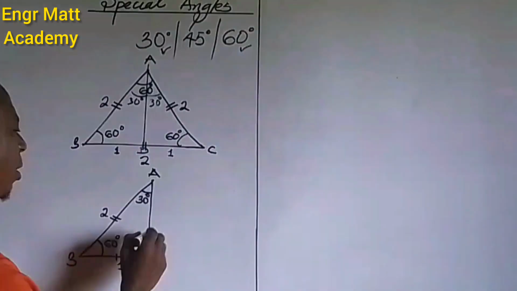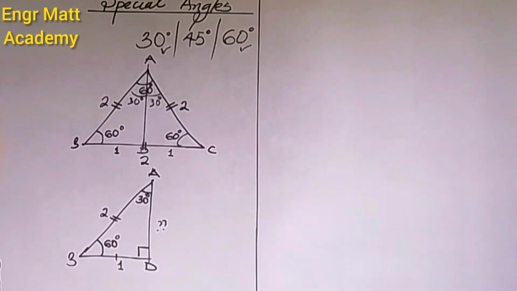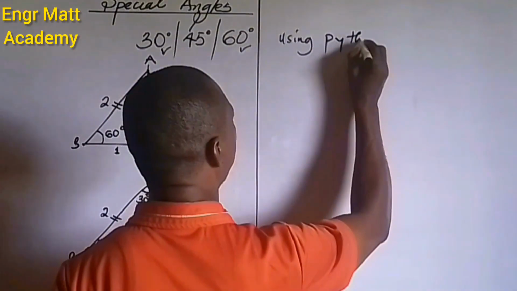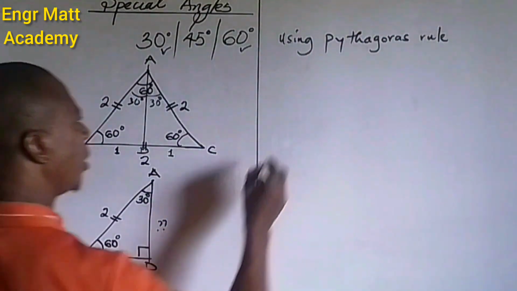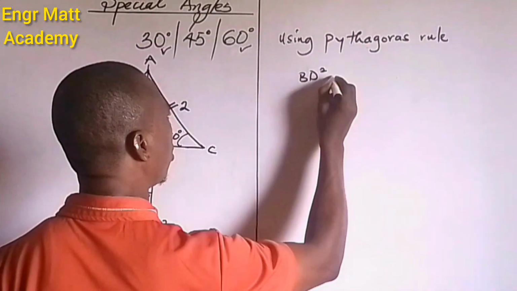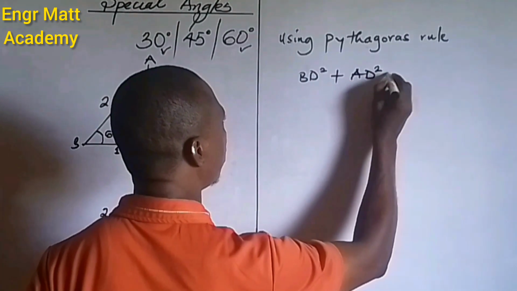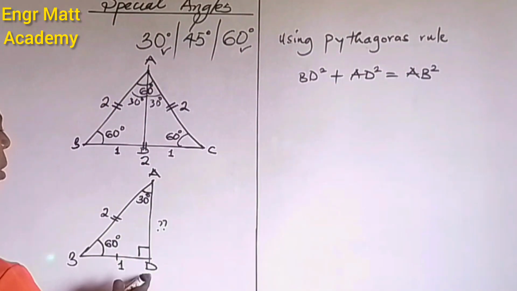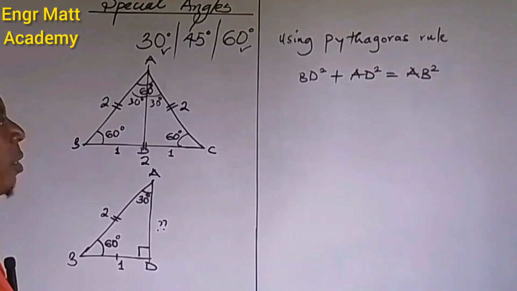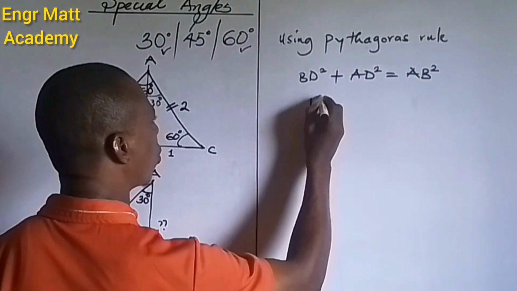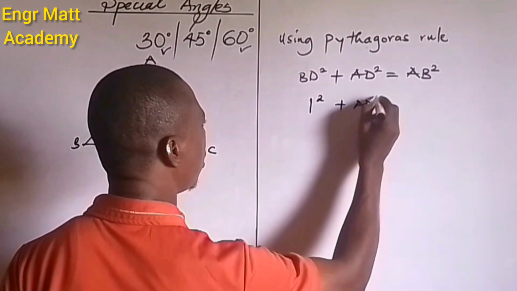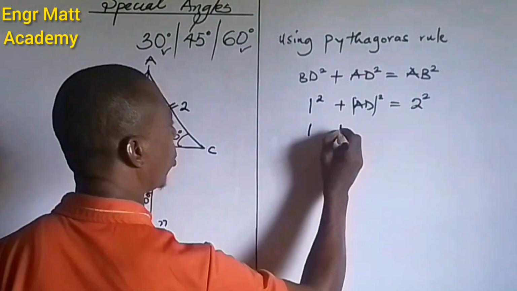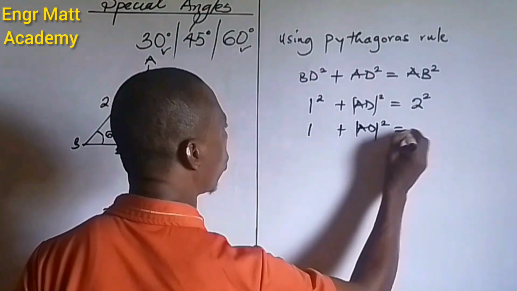What is the length of AD? We don't know yet, so we need to look for it. How do we look for it? We use Pythagoras' rule. Using Pythagoras' rule, AB is 2, BD is 1, but we don't know AD. So we say BD, which is 1, squared plus AD squared equals 2 squared.